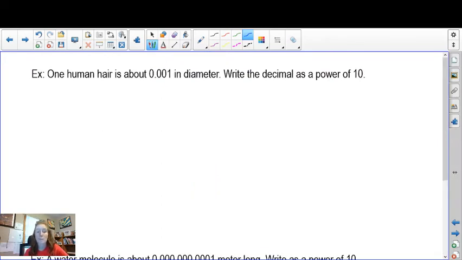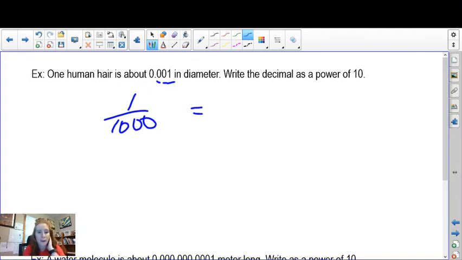All right, word problems. One human hair is about 0.001 in diameter. Write this decimal as a power of 10. So first, let's turn this into a fraction. Well, if I have 1, 2, 3 spots, that's 1 over 1,000. And why 1? Because it ends in a 1.